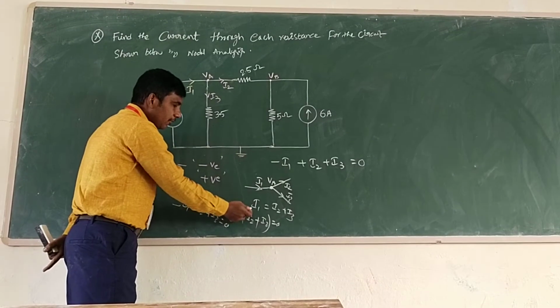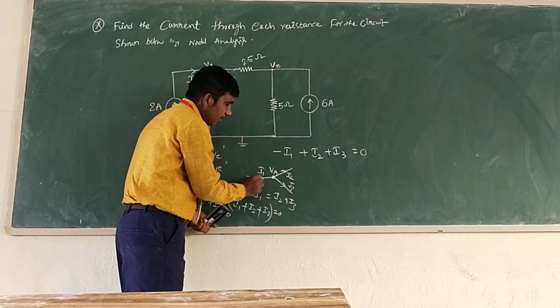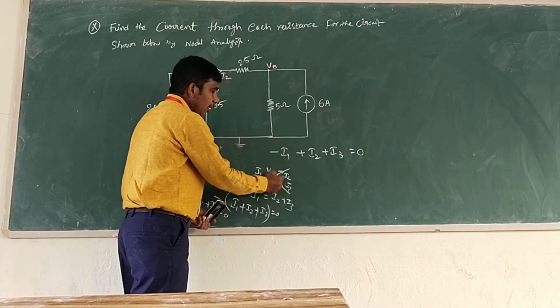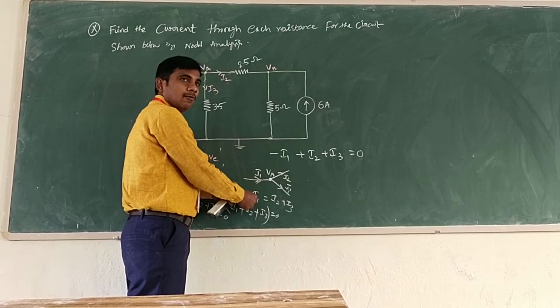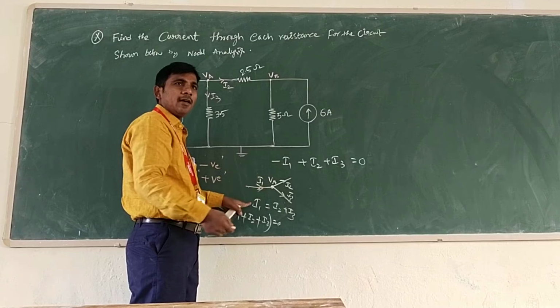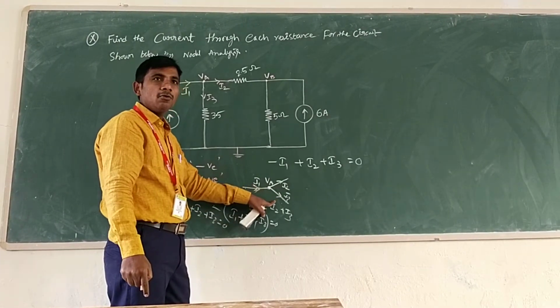Sum of incoming currents equal to outgoing currents. This is the incoming current, I1 is the incoming current. Outgoing currents are I2 plus I3. What is the definition of KCL? Incoming current equal to outgoing current. The algebraic sum of incoming currents equal to the algebraic sum of outgoing currents.